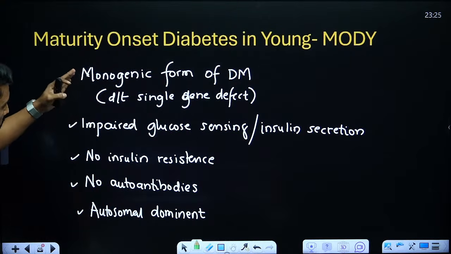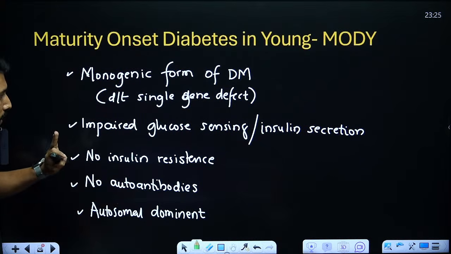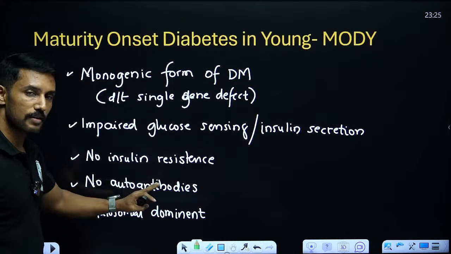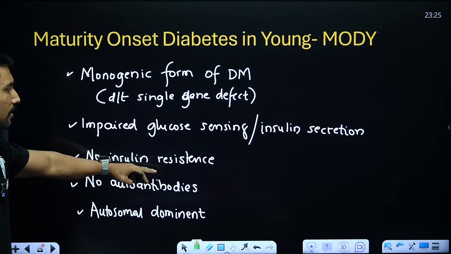So how is this different from type 1? There are no antibodies. So there is no absolute insulin deficiency. There are no antibodies. And how is it different from type 2? There is no insulin resistance.